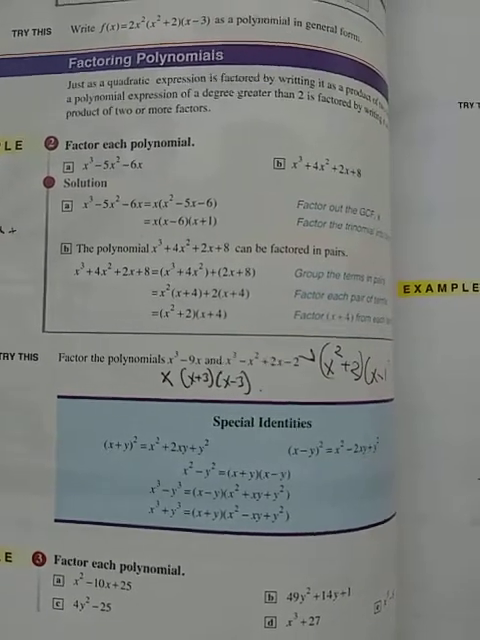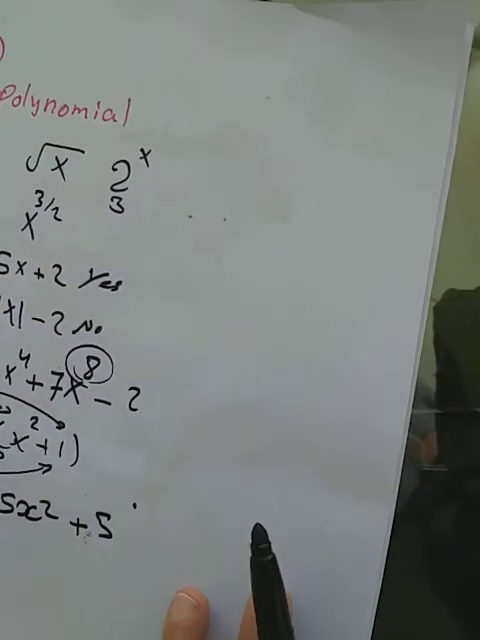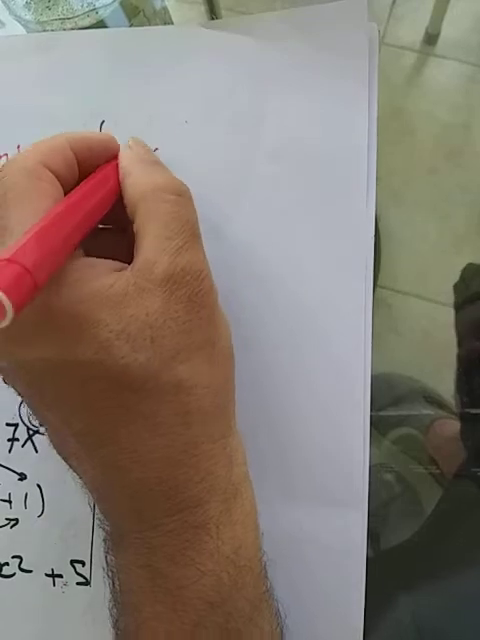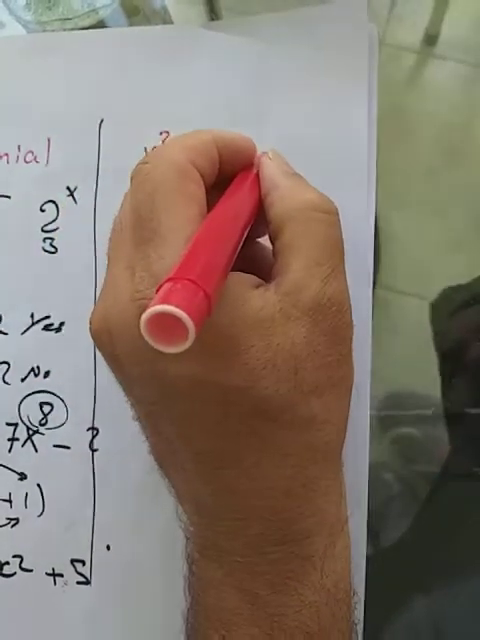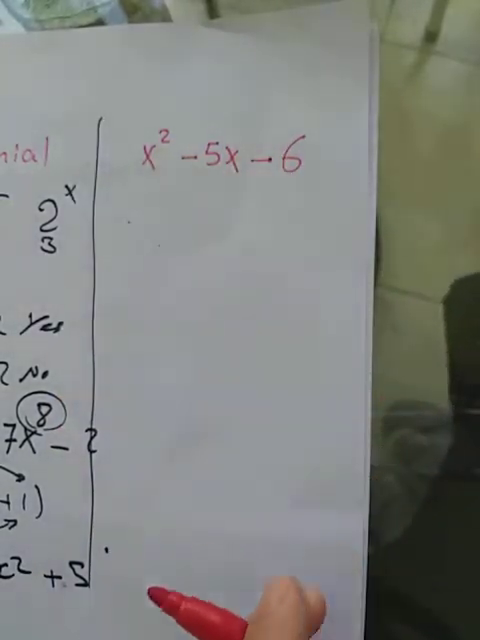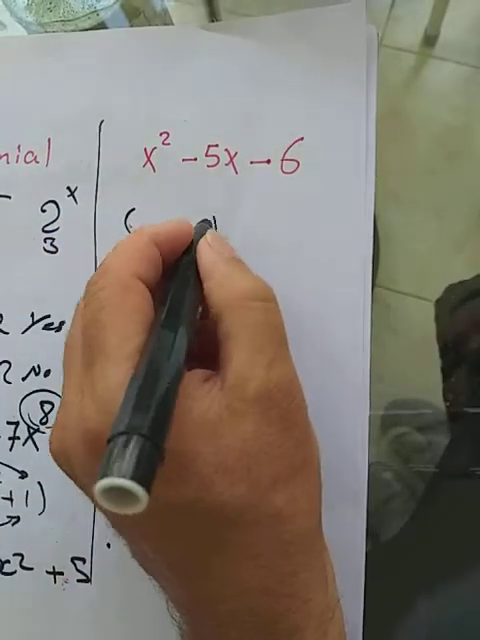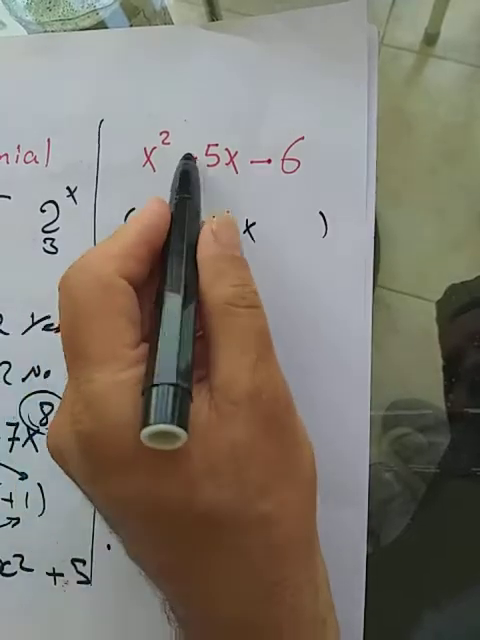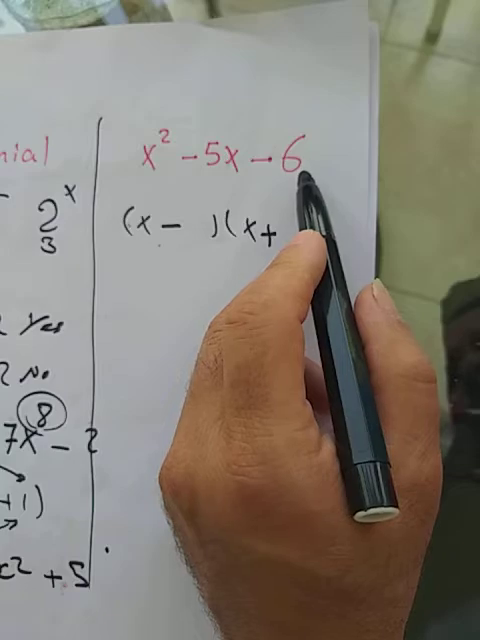Two terms, if you have three terms or four terms, how can you factorize? As you know, if you have x to power 2 minus 5x minus 6, factorize this one. To factorize this one, open two brackets. X, positive times negative, negative times negative, positive. Think about 6. We have 2, 3, and 6.